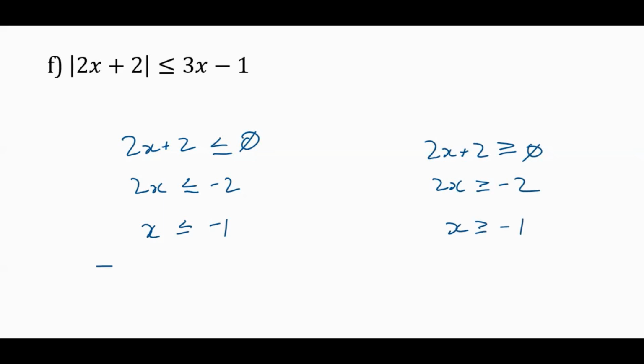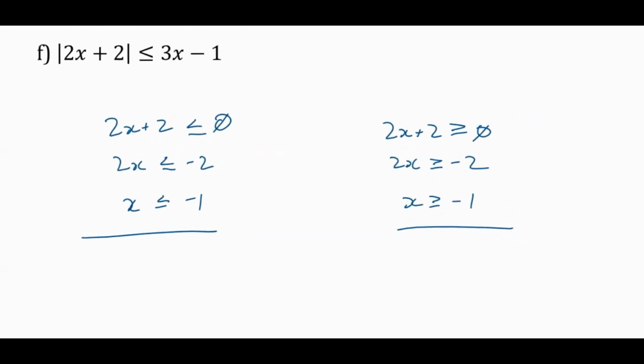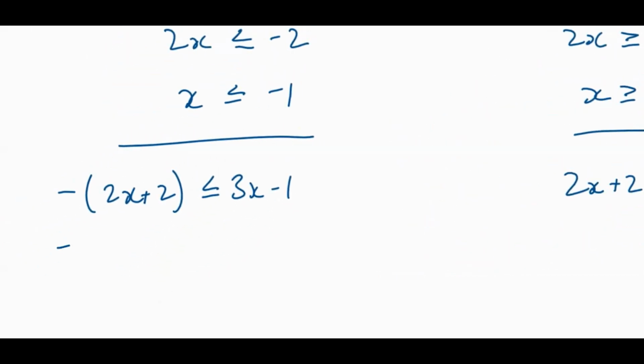To figure out when these cases occur for what values of x, that's where my check comes from. So when it's less than 0, I multiply it by a negative, and when it's greater than 0, I leave it alone. Then I just go and solve each of these. I'm going to solve them in slightly different ways.